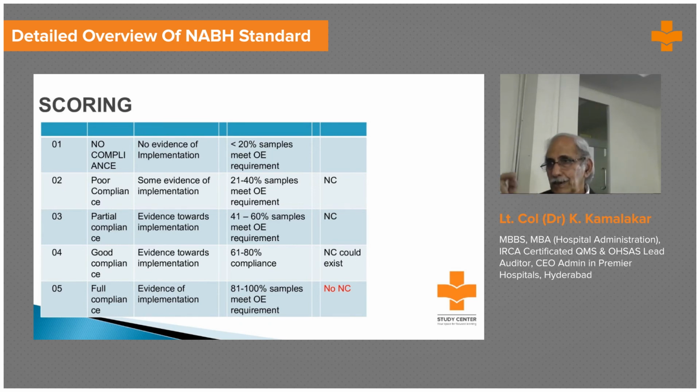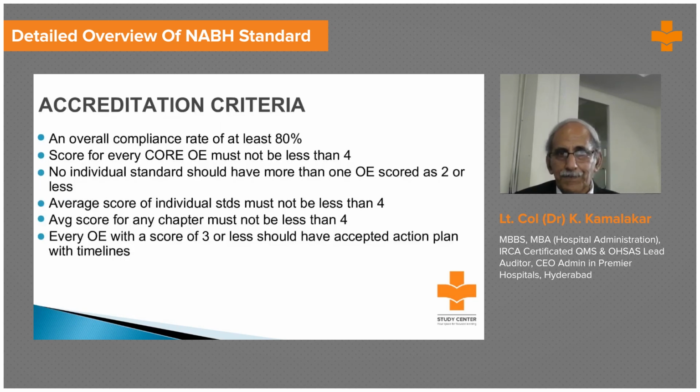But in the score of 2, score of 3 and score of 4, in score of 2 and 3, NC is definitely there, non-compliance is there. But in a score of 4, NC may be there, NC may not be there. So with the experience of the assessor, that assessment will be done. That scoring will be done.